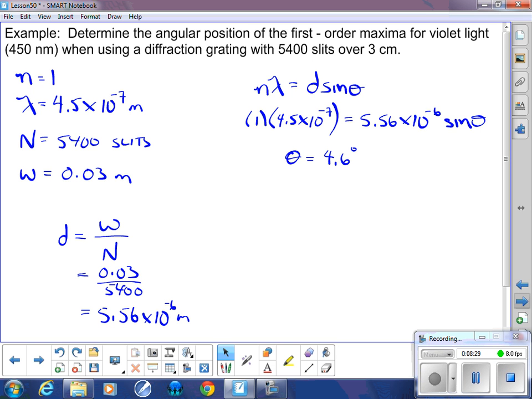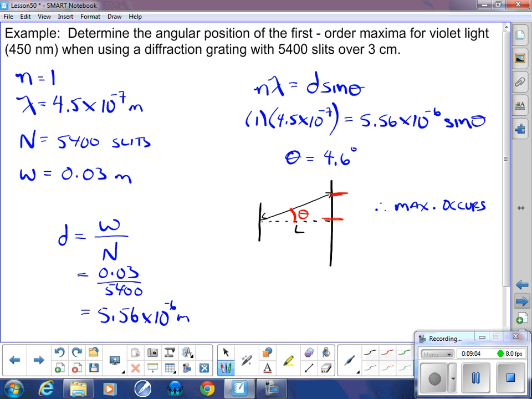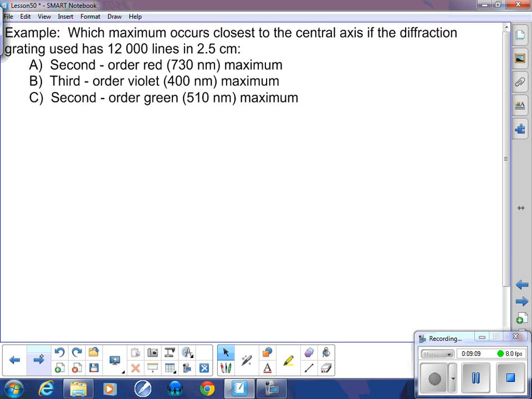So what is that a measurement of? Let me help you visualize. There's my diffraction grating, there's my distance to the screen, here's my screen. We're looking for the first order maxima, so we're measuring that angle right there. It's the first bright spot measured from the center line. Therefore, the first order maximum occurs at 4.6 degrees.